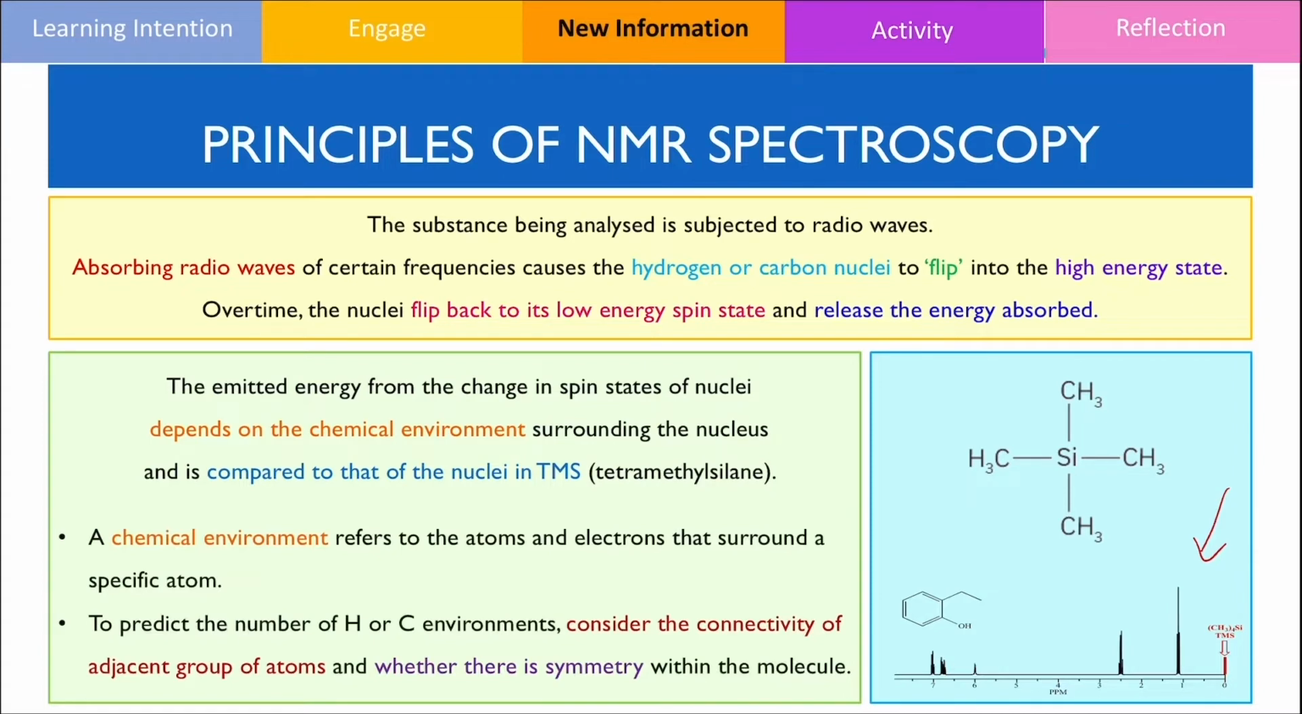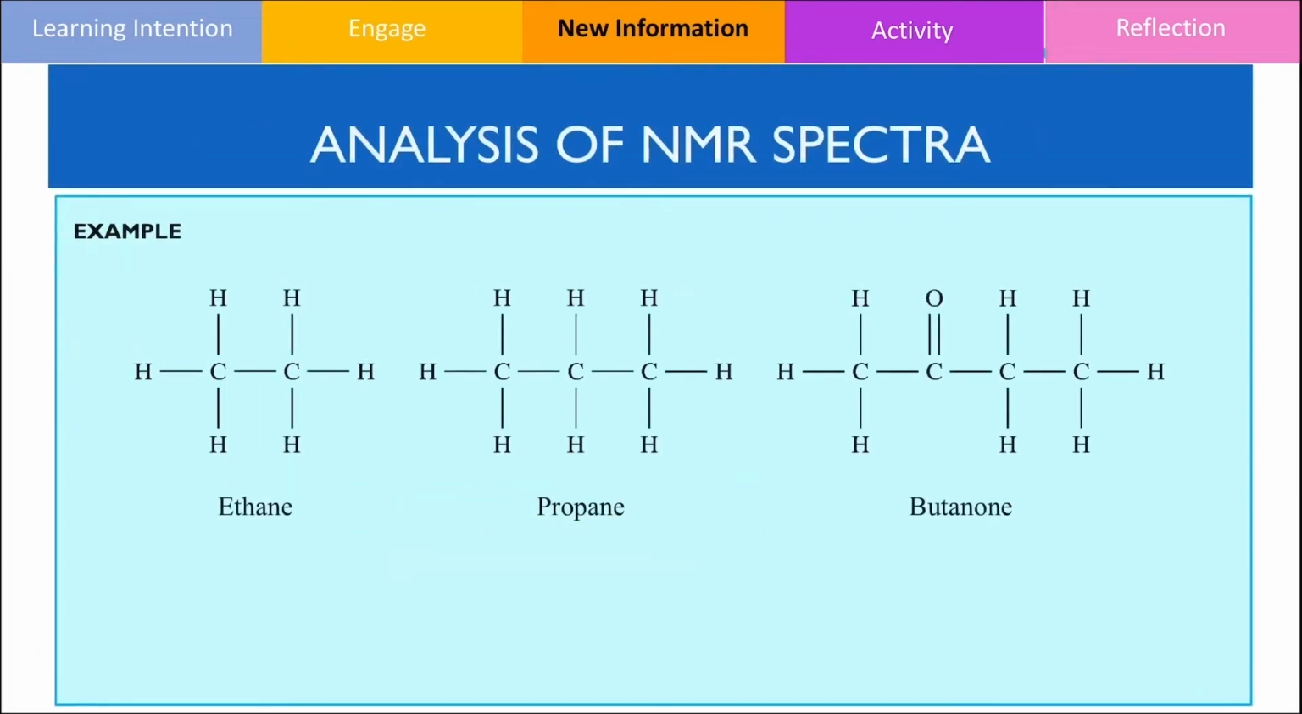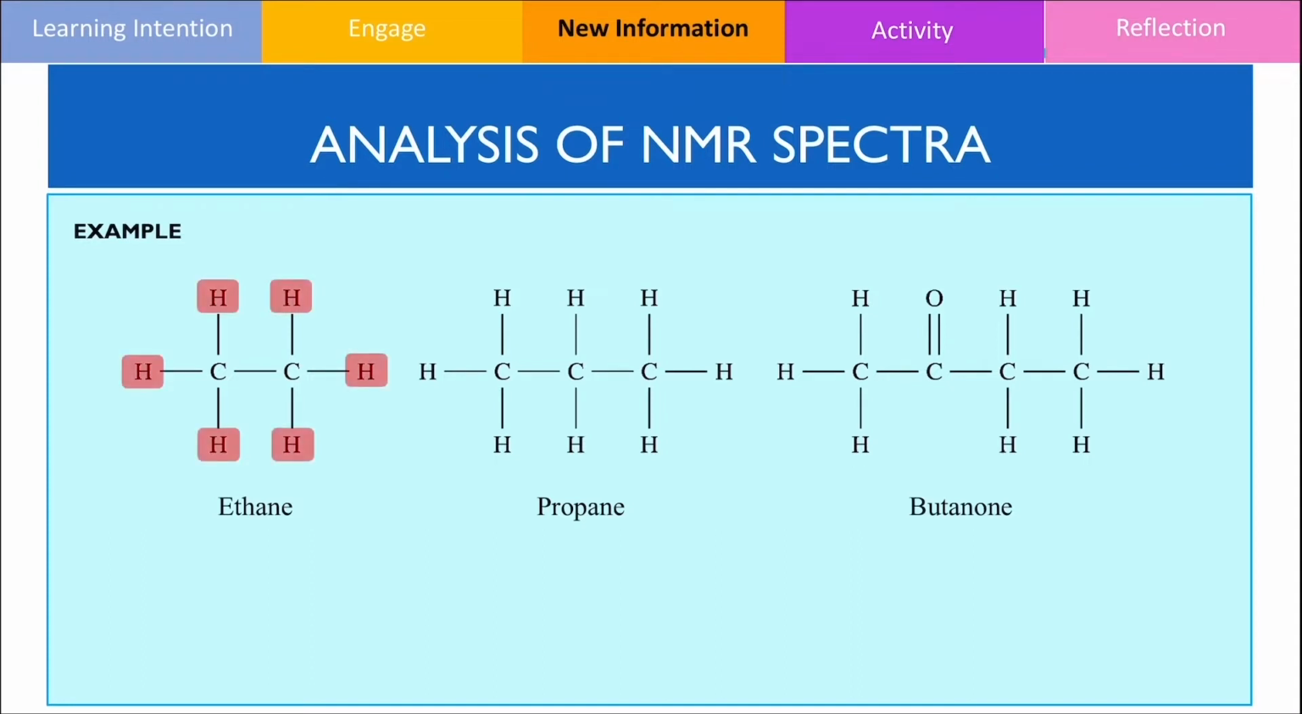Let's look at a few examples. Ethane is a symmetrical molecule. This means that the following 6 hydrogens are equivalent and will absorb and emit radio waves of the same frequency. Therefore, this has one hydrogen environment. Similarly, the 2 carbons in the molecule are also identical in the sense that they are both attached to the same group of atoms. Hence, there's also one carbon environment.